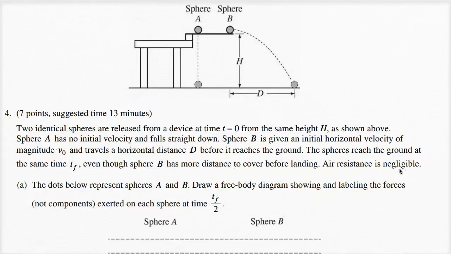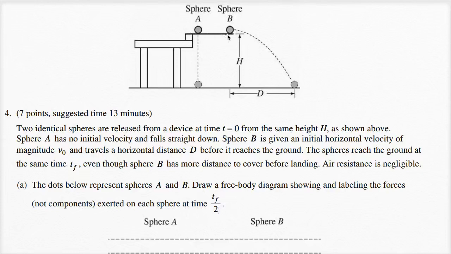Air resistance is negligible. The dots below represent spheres A and B. Draw a free body diagram showing and labeling the forces, not components, exerted on each sphere at time t sub f over 2. So we can see our spheres here.